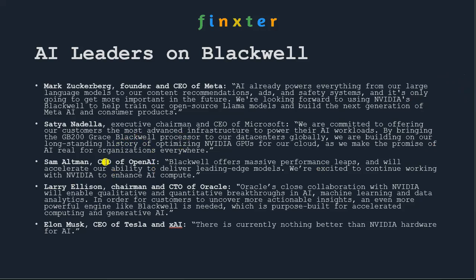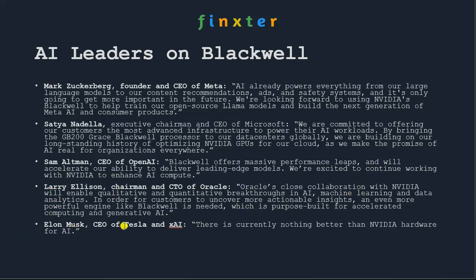Then Sam Altman, CEO of OpenAI: "Blackwell offers a massive performance leap and will accelerate our ability to deliver leading-edge models. We're excited to continue working with Nvidia." Larry Ellison: "Oracle's close collaboration with Nvidia will enable breakthroughs in AI," and so on.